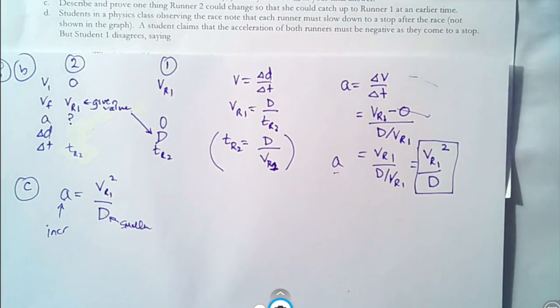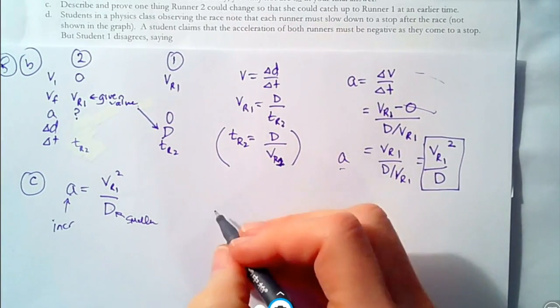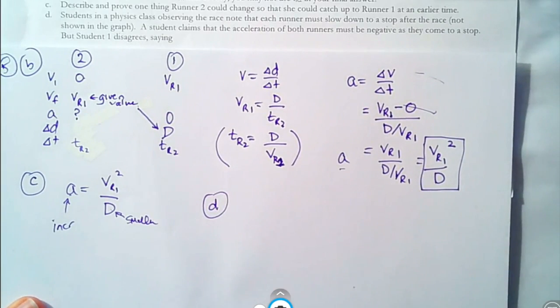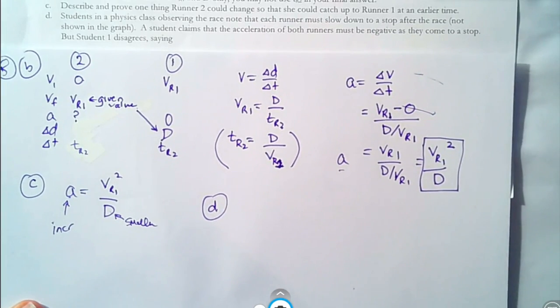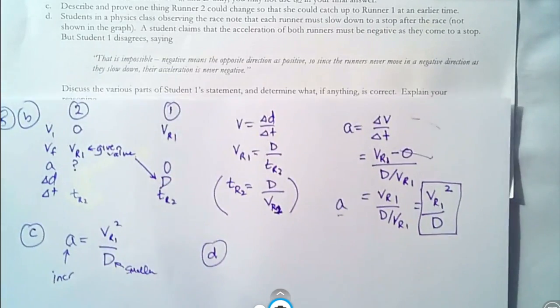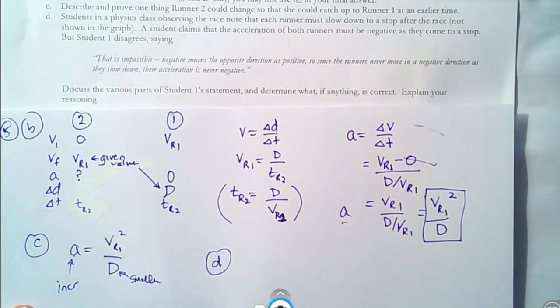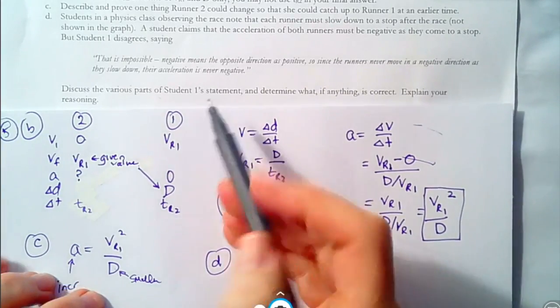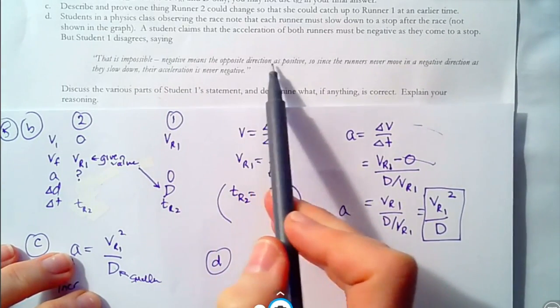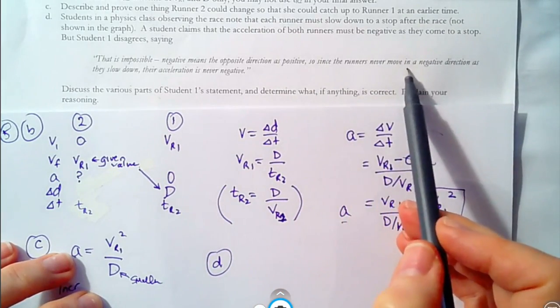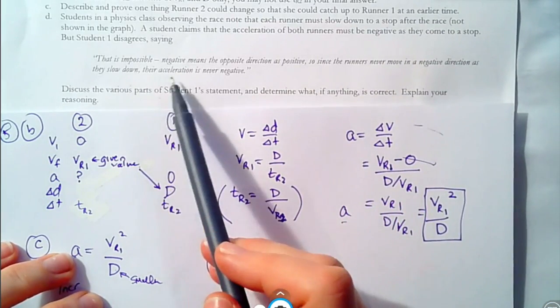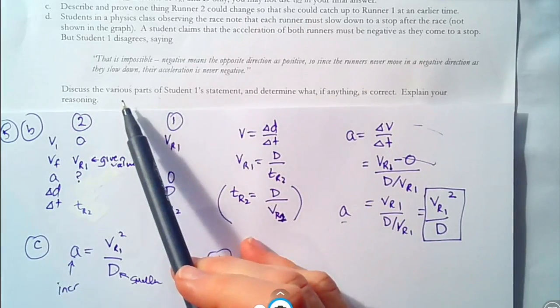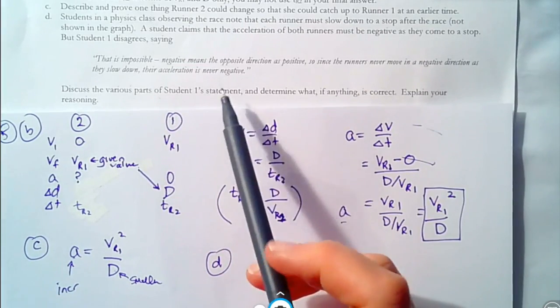Okay. And then D, students in a physics class observing the race note that each runner must slow down to a stop after the race. This part's not shown in the graph. A student claims the acceleration of both runners must be negative as they come to a stop, but student 1 disagrees, saying that is impossible. Negative means the opposite direction is positive. So since the runners never move in a negative direction as they slow down, their acceleration is never negative. So what about this is correct and incorrect?